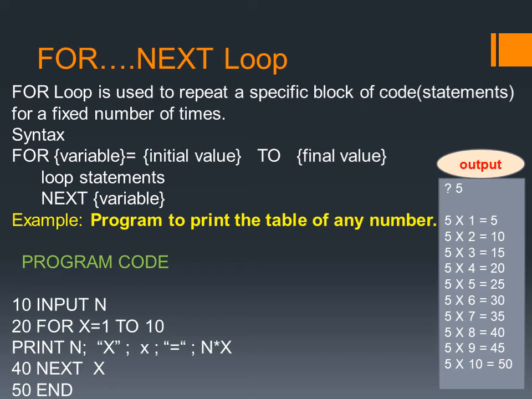Now the value of x is 2. Now again it will print n, which means 5, the times sign, then 2, so 5 into 2 equal to 10. In this way it will print the table of this number. So by using this program code we can create the table of any number.